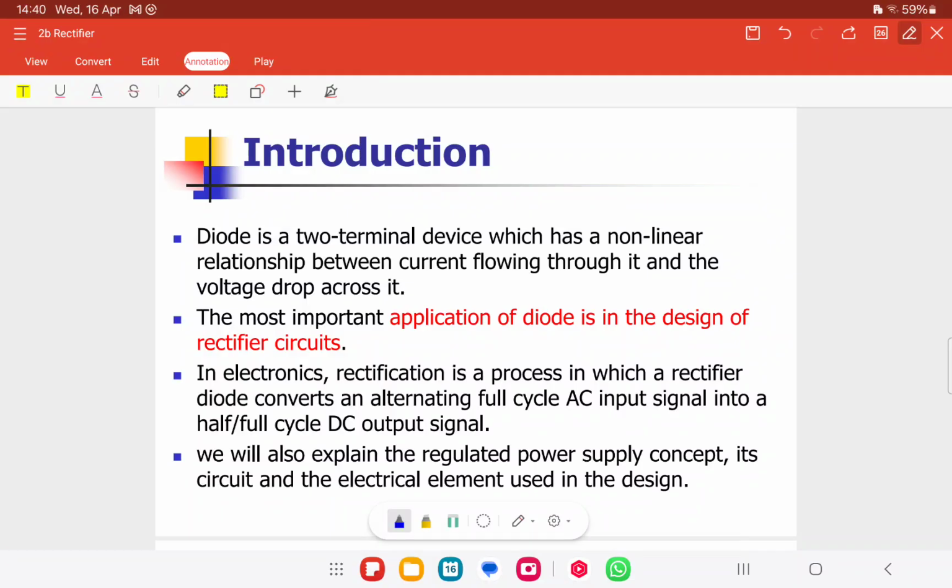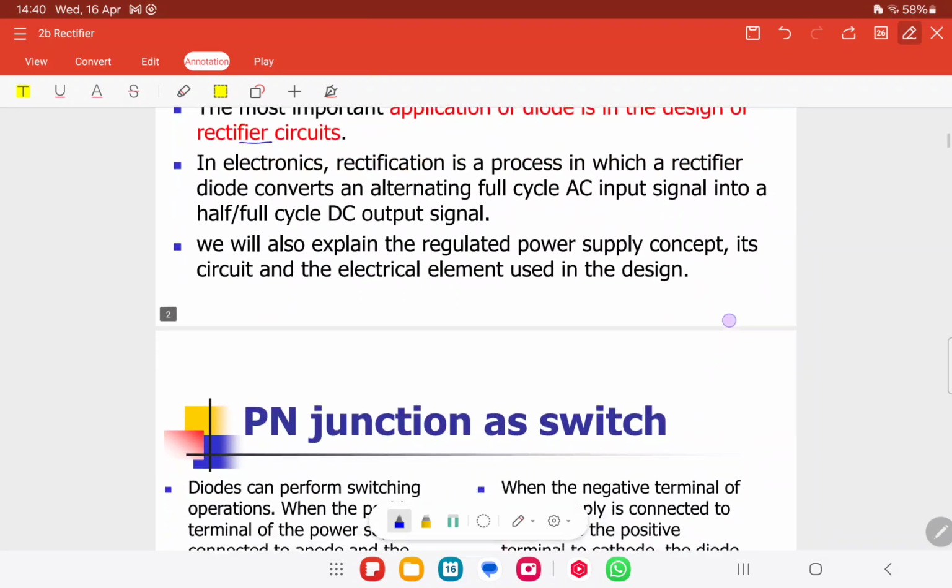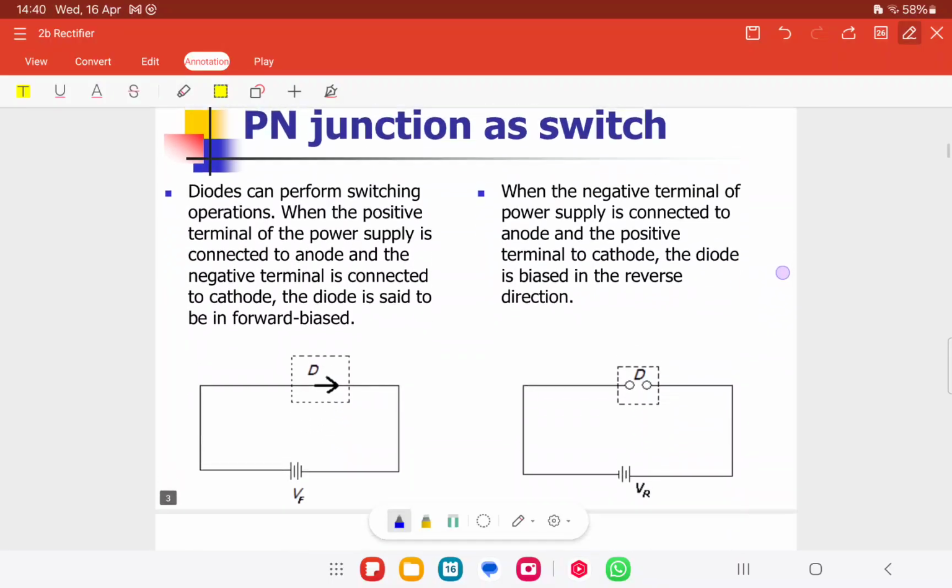Okay, diode is two terminal devices which has the non-linear relationship, current flow through, and most important is diode is only one way direction. Current boleh lalu in one way. Okay, applications of diode is in the design of the rectifier circuit. Kita tengok on the circuit. Okay, and we know that diode can perform switching. So when it is in on condition, it is closed circuit. Okay, closed circuit, so the signals can pass through or the current can flow.